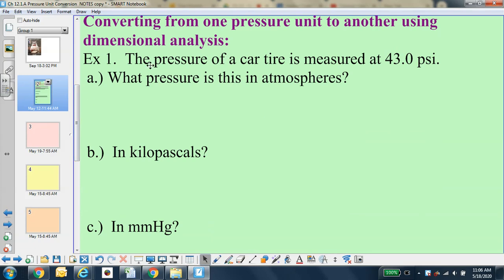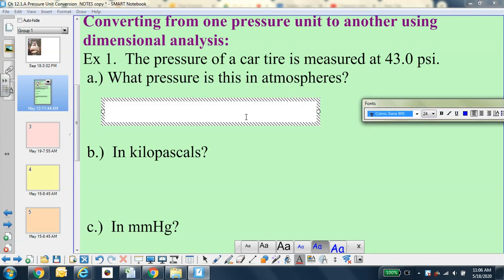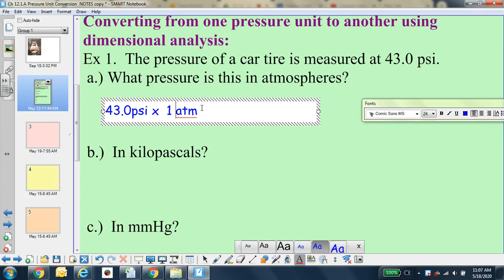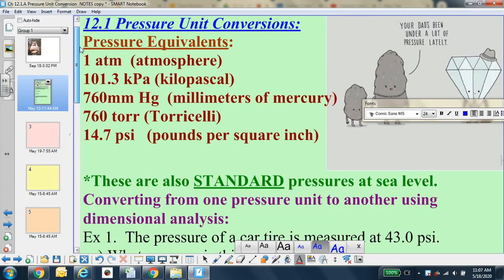So here we have the pressure of a car tire measured at 43.0 psi. So we always start with the amount that we are given, and we need to convert it to atmospheres. So we put 43.0 psi multiplied by the unit that we want to go to, which is ATM. And what number goes with ATM when we're doing these conversions? 1. Okay, 1 always goes with ATM.